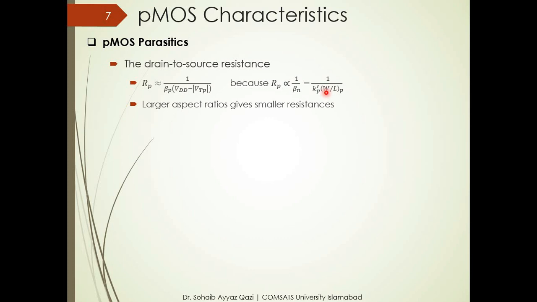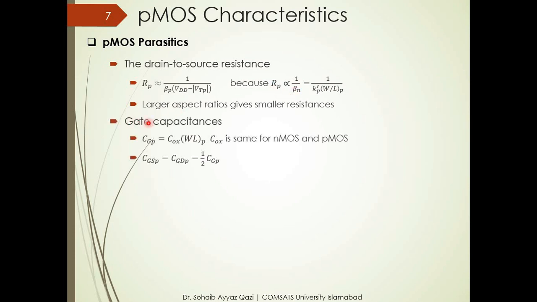Whenever we increase this, our beta will become large, and when beta is large, our Rp will become small. Similarly, we can say that gate capacitances will be given by CGP, which is equal to C oxide times W times LP. And C oxide is the same for NMOS and pMOS; we can use the same value for both our MOSFETs. And we have CGSP equal to CGDP, which is equal to 1 over 2 CGP.